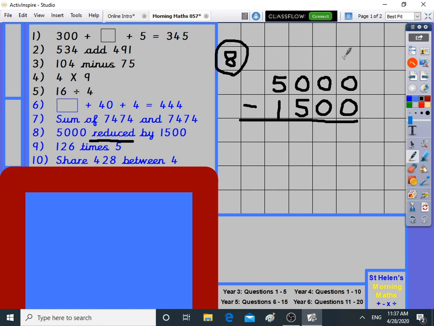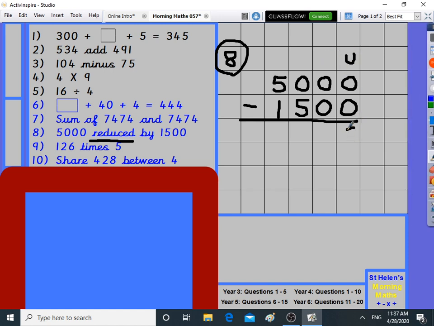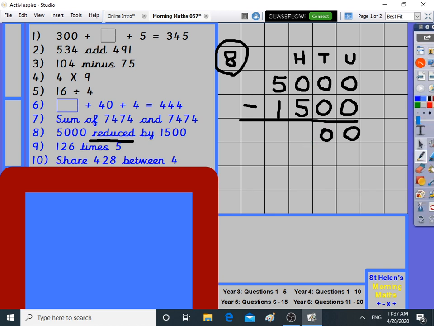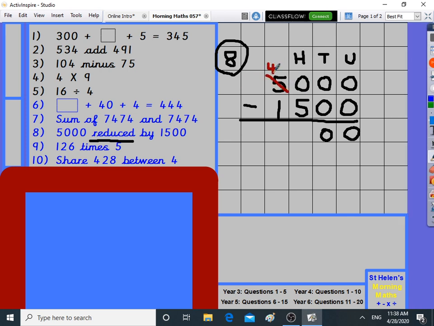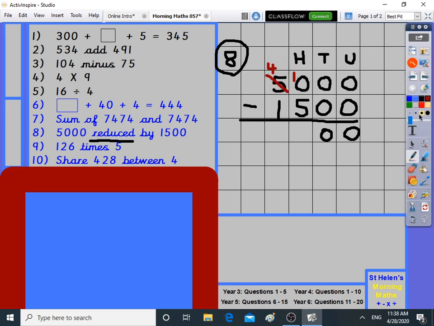So in the units column, it's 0 take away 0. That's going to be 0. In the tens column, 0 take away 0 is 0. In the hundreds column, 0 take away 5. It's not 5. We can't do this. 0 take away 5 you can't do. If you have no sweets, you can't give someone 5. So we'll borrow from this 5. It goes down to a 4. 1 moves over here. 10 take away 5 is 5.